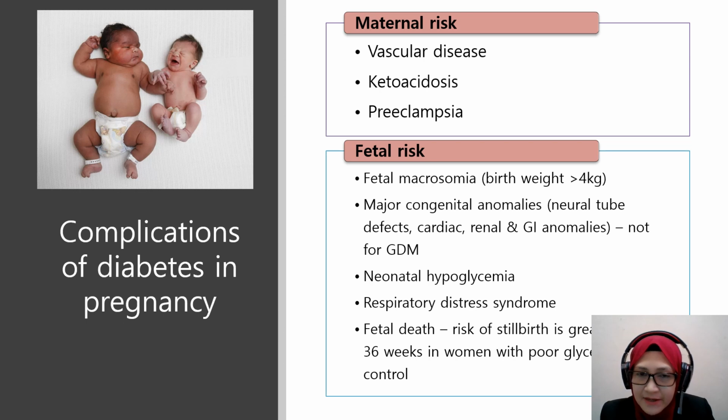Neonatal hypoglycemia is the temporary hypoglycemic symptoms for babies upon delivery. So the baby might have hypoglycemia, but then the blood glucose will increase back. So it's not a long-term problem. Respiratory distress syndrome is also during delivery. So the baby might have respiratory distress syndrome. We measure that using the APGAR score. So during delivery, we'll have an APGAR score for the baby to assess.